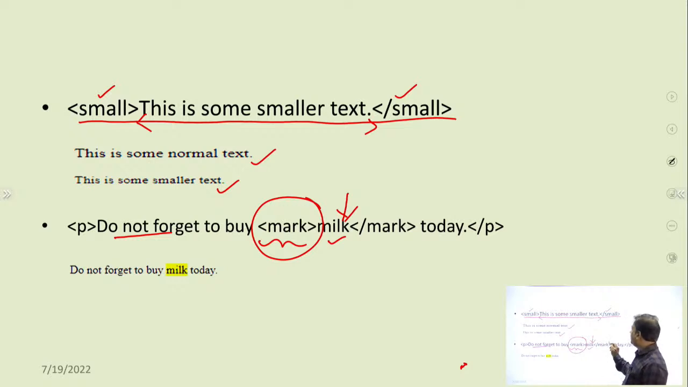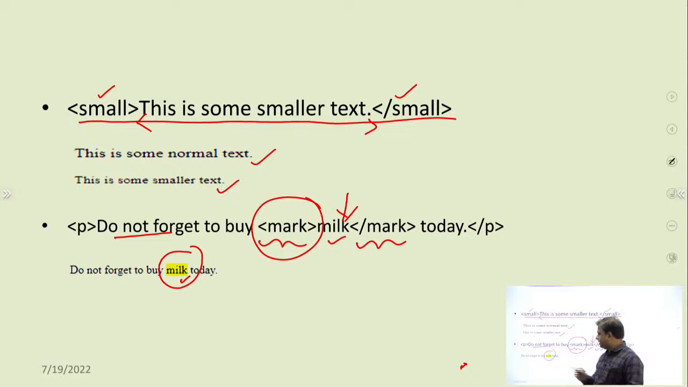word. Then I will put it between this mark tag, and the output of this will be the milk. That means you are seeing that the milk is having a background color now. So this is the important thing of the mark tag, that we can make it like this.